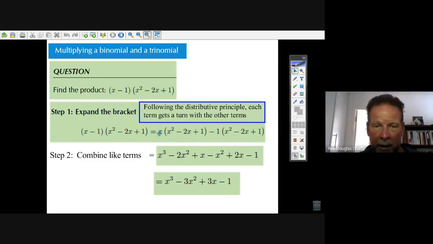Well, if you work it out, you get x times x² is x³, x times -2x is -2x², x times 1 is x, -1 times x² is -x², -1 times -2x is +2x, and -1 times 1 is -1. Now it's time to put together the like terms. -2x² - 1x² is -3x². 1x + 2x is 3x, and there's your final answer for multiplying (x - 1) times (x² - 2x + 1).